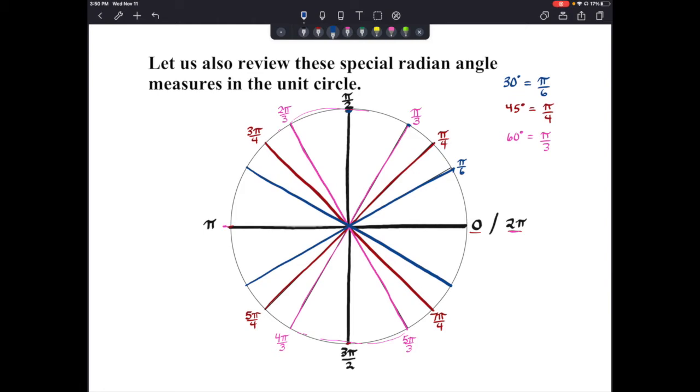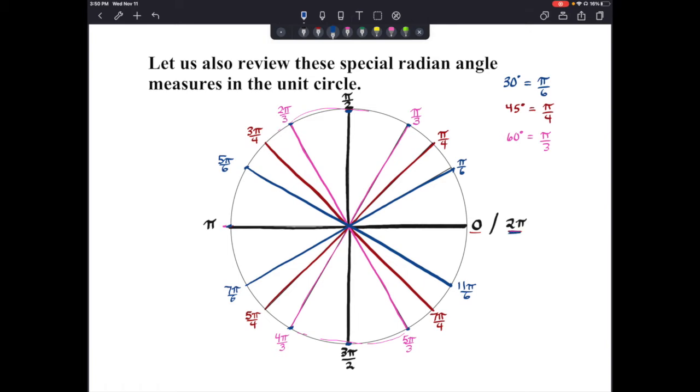3 pi over 6 at the top. This would be 4 pi over 6. Now we're over here at 5 pi over 6. Halfway would be 6 pi over 6, which is just 1 whole pi. Then we add a 6th, we'd be at 7 pi over 6. 8 pi over 6. At the bottom, 9 pi over 6. 5 pi over 3 is the same thing as 10 pi over 6. And then we get to the last blue angle here, which would be 11 pi over 6, before we get to the end, 12 over 6, which is 2 pi.